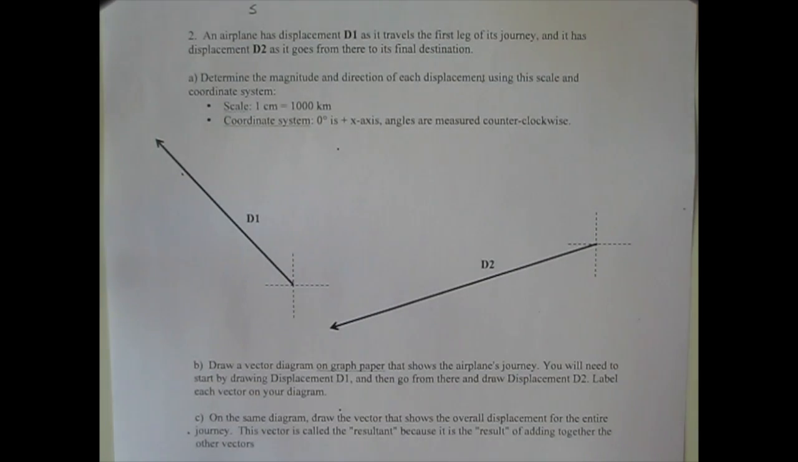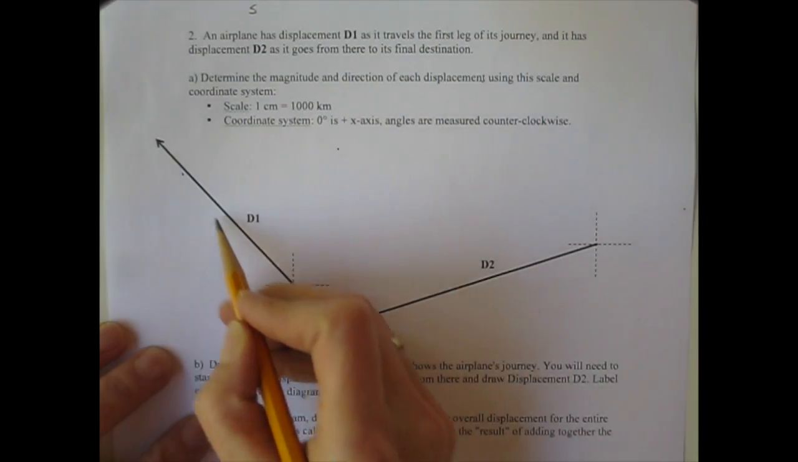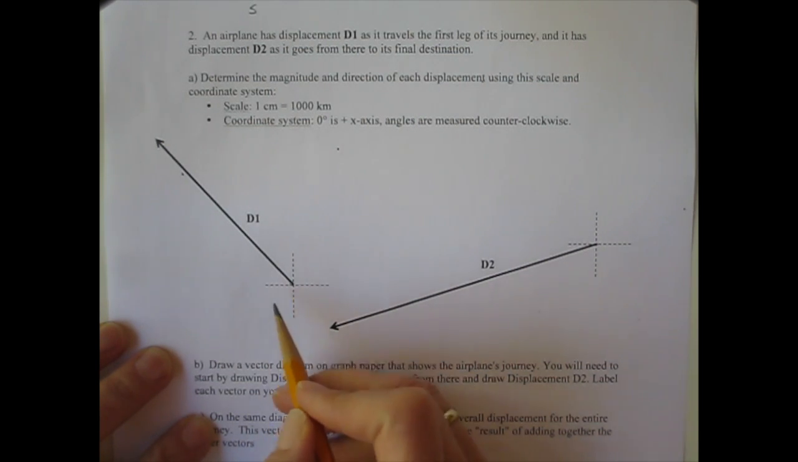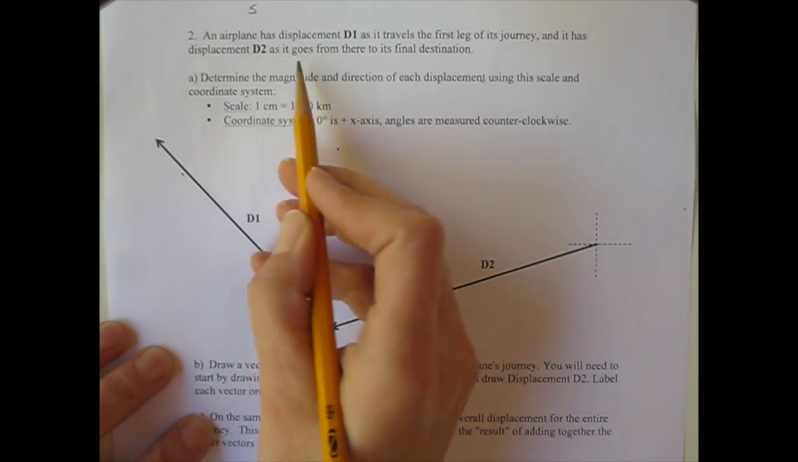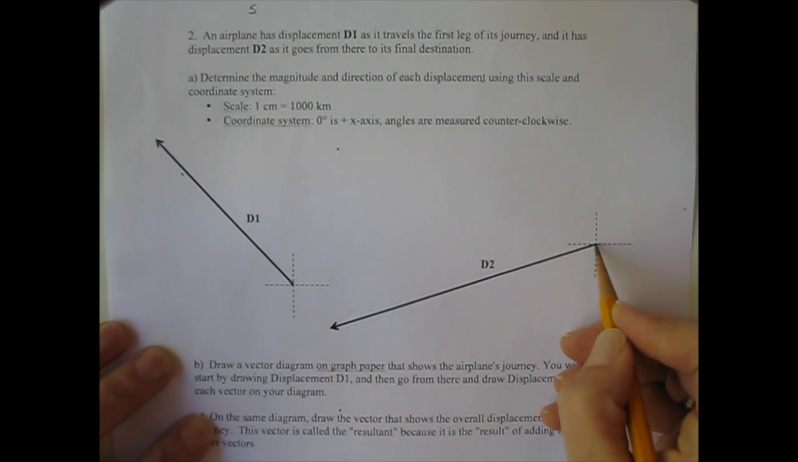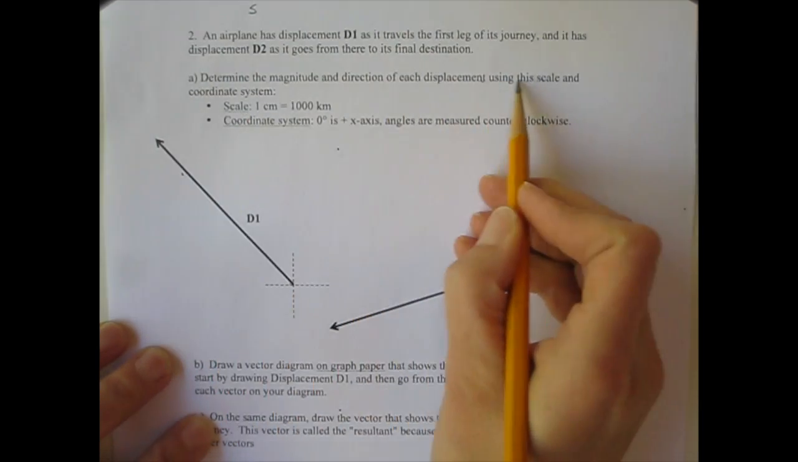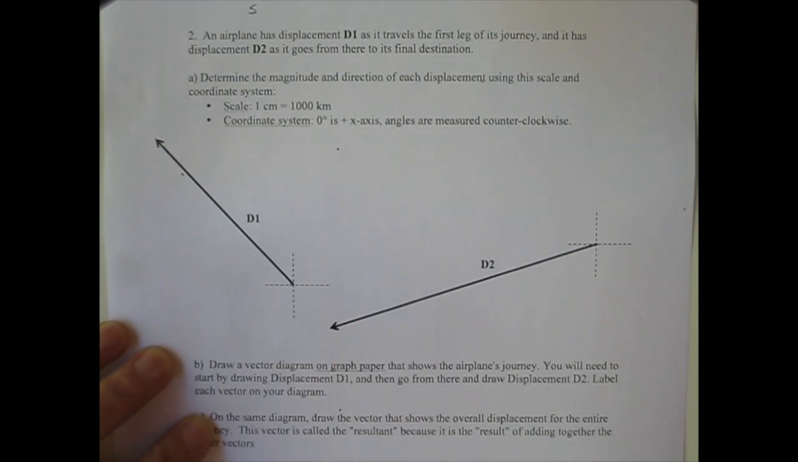So number 2 says, an airplane has displacement d1 as it travels the first leg of its journey. And this is showing the displacement of the airplane as it leaves its first location and starts on its journey. And it has displacement d2 as it goes from there to its final destination. So once it gets to its first location, its displacement after that looks like this. Part A says determine the magnitude and direction of each displacement using this scale and coordinate system.